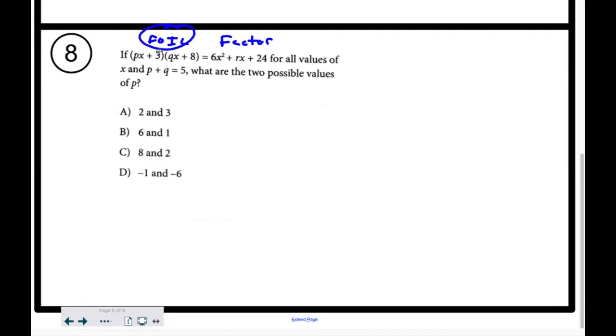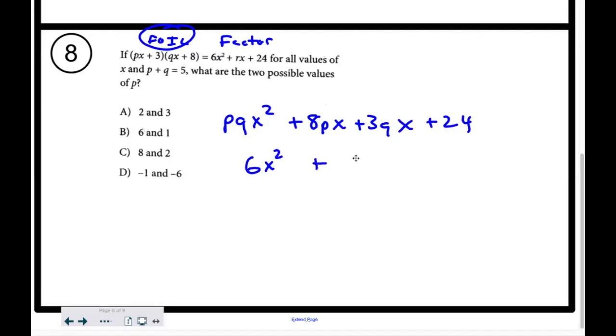So if I FOIL, px times qx is pqx squared, and then px times 8 is 8px, 3 times qx is 3qx, and 3 times 8 is 24. And then what you do when it's equal to some other side, you just kind of match it up. So 6x squared is going to be this. These two are going to combine to rx, and obviously 24 is 24. All right, so you kind of match them up like this.